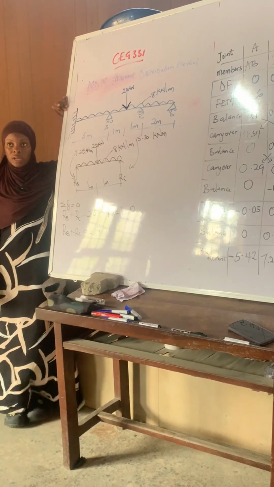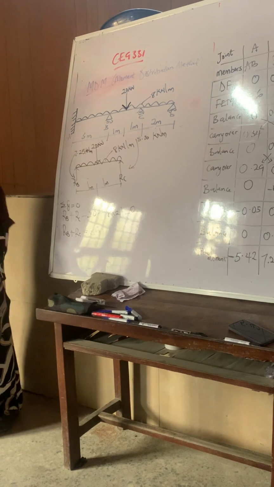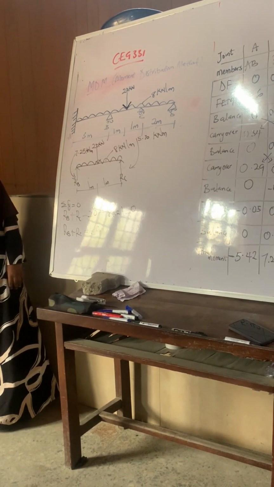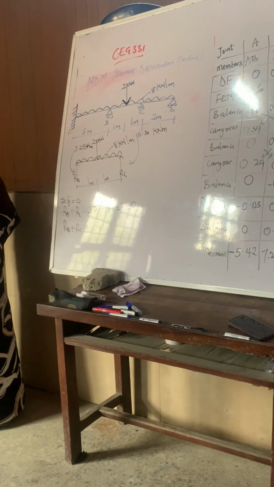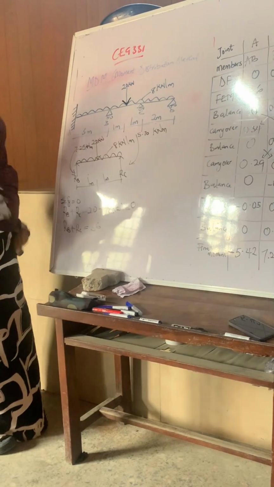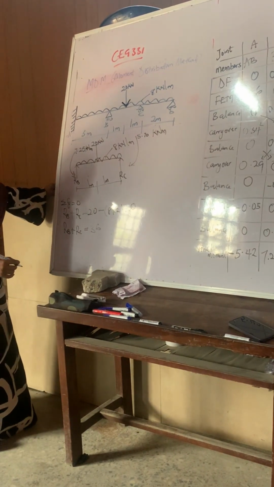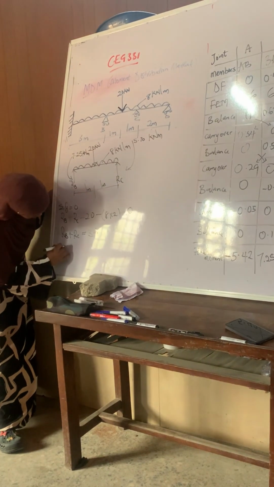Do we understand? Yes. I don't understand. Yeah, the arrow is already showing that it is negative. So let us do our summation of moments. We don't have it on the x.